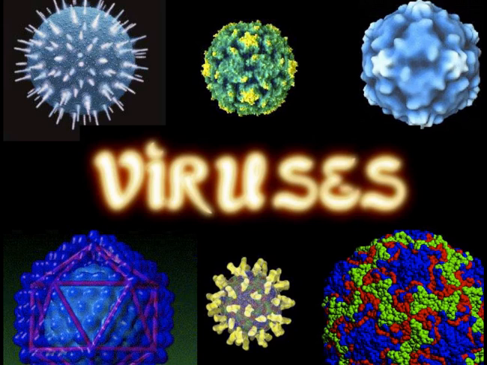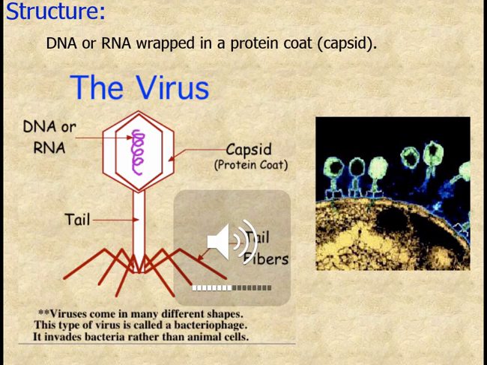Okay, in this screencast, we're going to be talking about viruses. Viruses are pretty funky little particles. Their structure is basically pretty simple. It's just DNA or RNA surrounded by a protein coat. The protein coat is called a capsid. Now you need to make sure you remember capsid versus capsule, which is the outside of a bacteria.